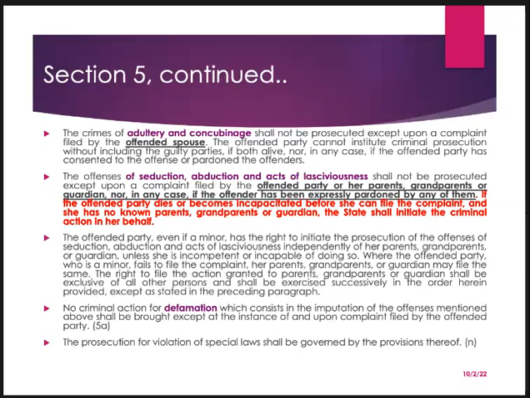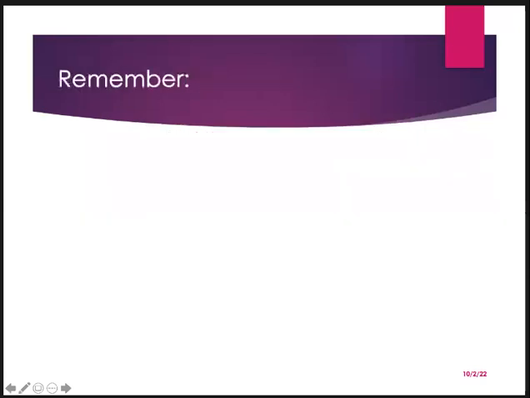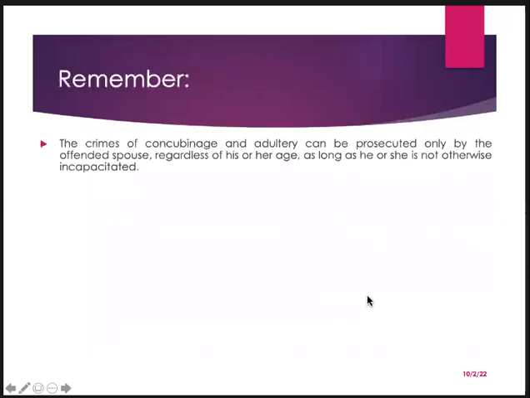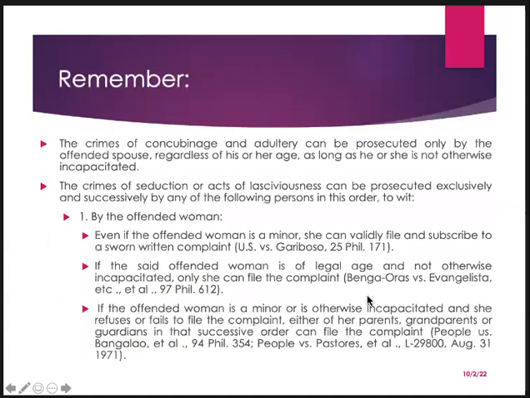So let's continue. Remember that the crimes of adultery and concubinage shall not be prosecuted except upon a complaint filed by the offended spouse. The rule here is clear.